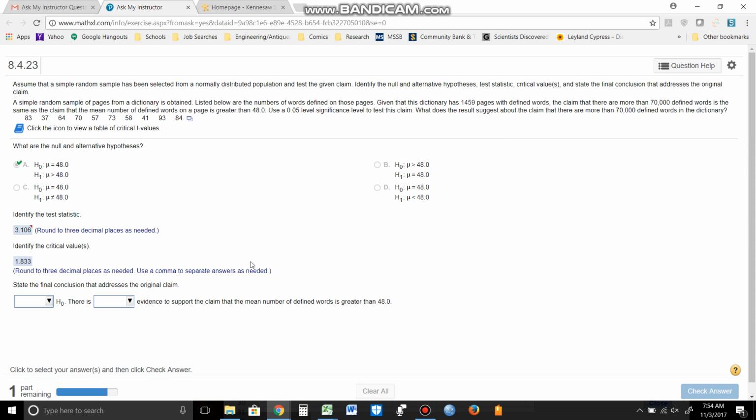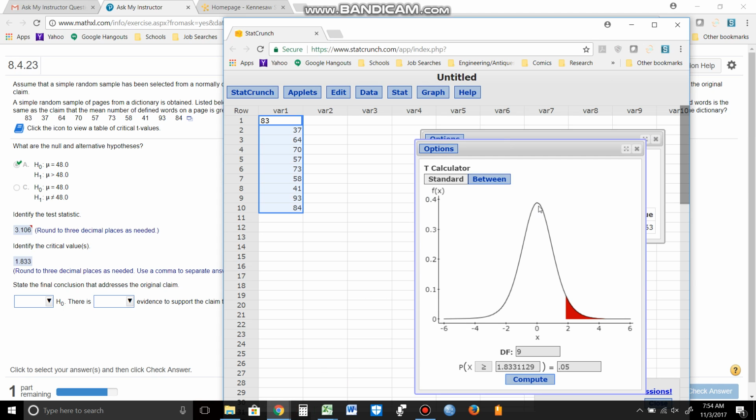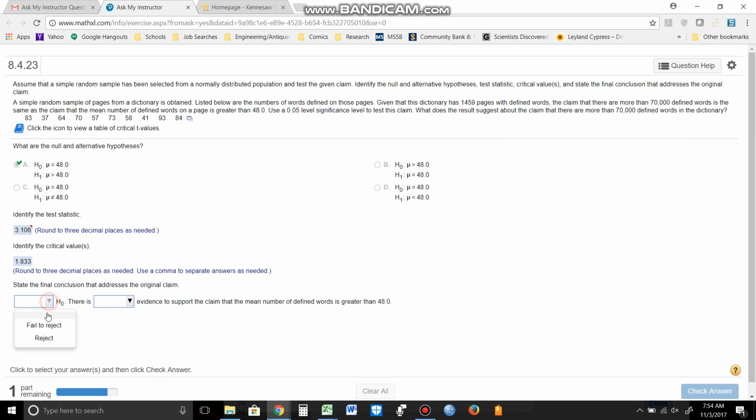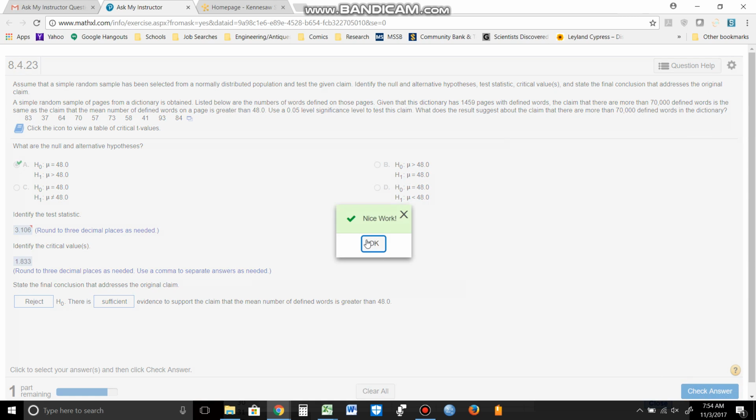So what is the final conclusion? Well, as you can see here, this critical value is smaller than the test statistic. Or another way of looking at it is that the test statistic is not between the 0 value and the critical value. So the 0 value is at the peak. This test statistic is somewhere within this tail out here someplace, 3.106. So therefore, we are going to reject the null. There is sufficient evidence to support the claim that the mean number of words is greater than 48.